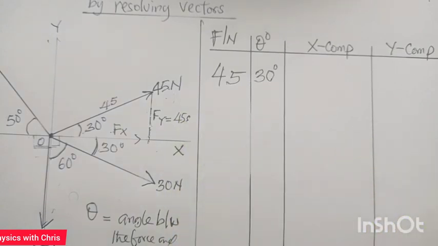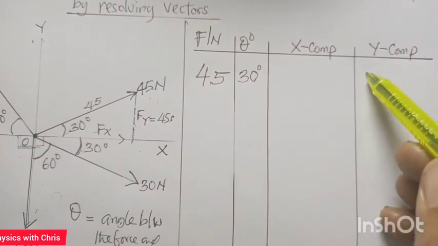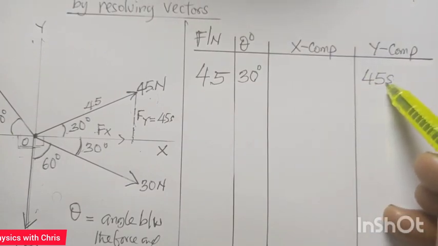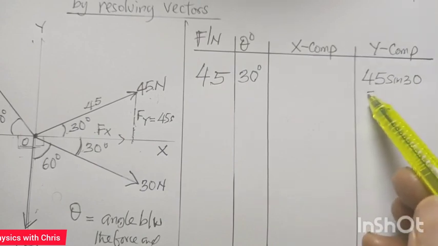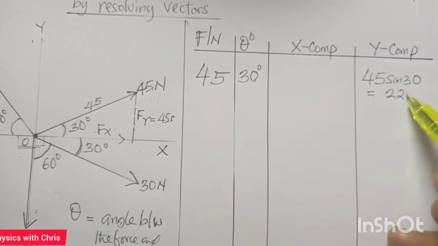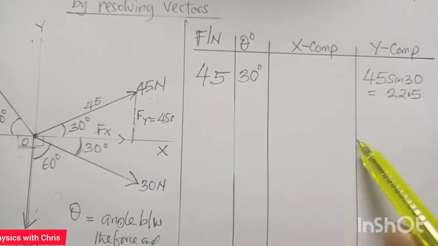So I'll come here now in my vertical component column and put 45 sine 30. If I evaluate 45 sine 30, it gives me 22.5, because sine 30 is 0.5, and 0.5 times 45 gives you 22.5.